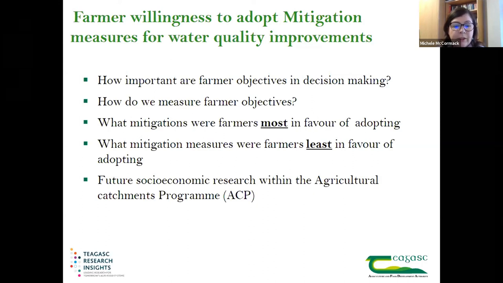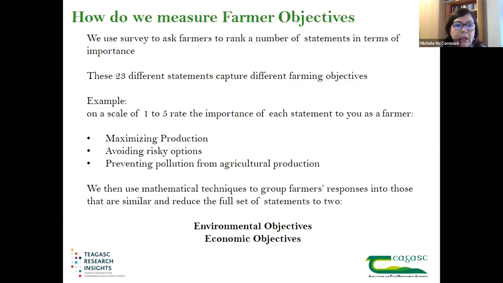And then at the end, I just want to look at some future socioeconomic research that we plan to carry out within the Agricultural Catchments Program. So first of all, how do we measure farmer objectives? As Cathal said, when we don't have markets, prices and quantities for these subjects that are hard to measure, we use a survey.